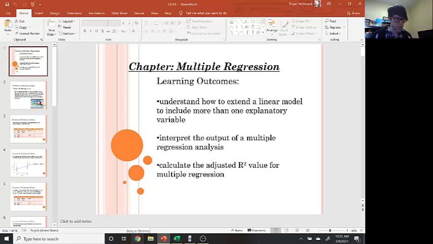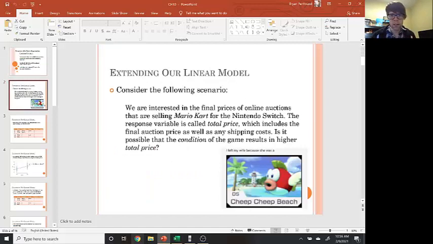So the idea for this particular lesson is to set up a linear model, and then we'll take a look at how to extend it and talk about other kinds of variables. It's called a multiple variable regression, and we'll take a look at the output and try to interpret the output a little bit. So let's set up the following situation.